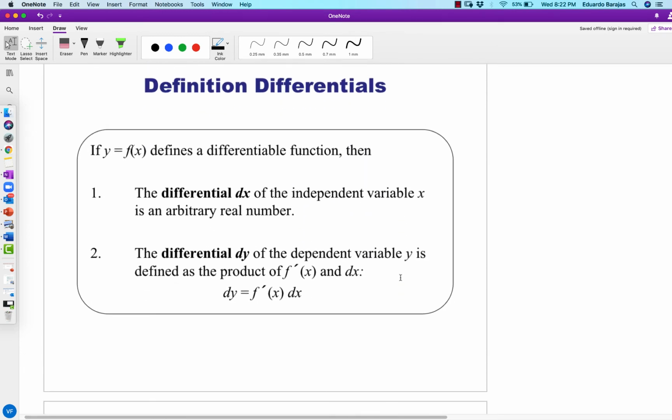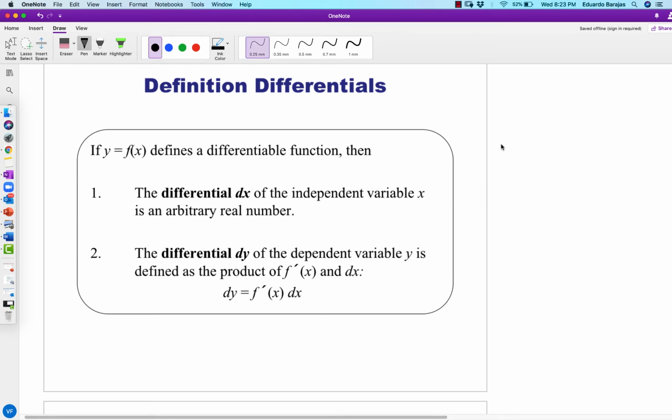So, a definition. If y equals f of x defines a differentiable function, then the differential dx of the independent variable x is an arbitrary real number. And the differential dy of the dependent variable y is defined as the product of f prime of x and dx. So dy equals f prime of x dx.